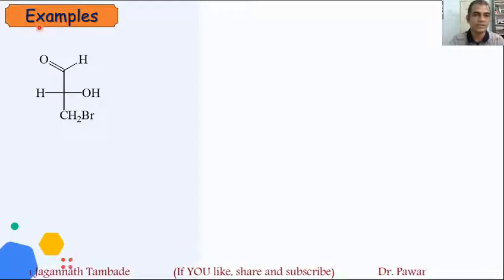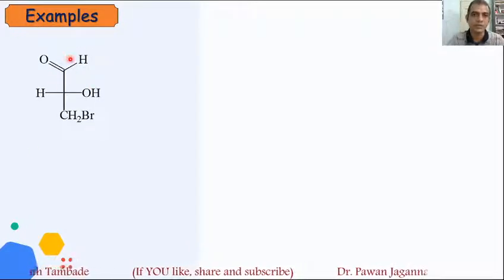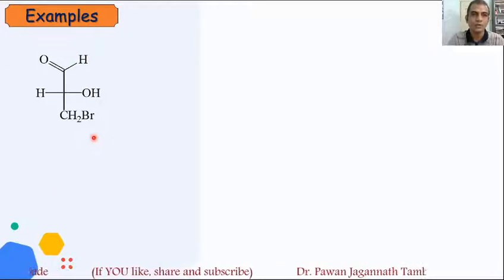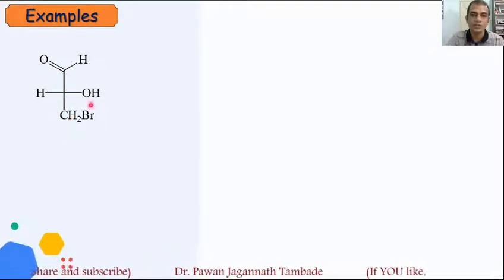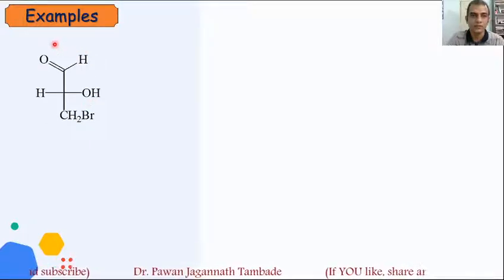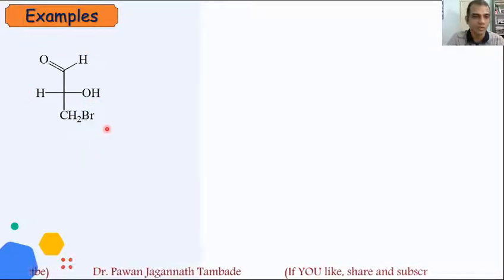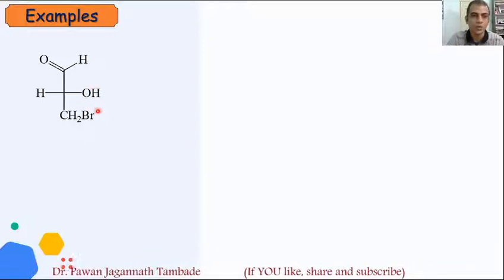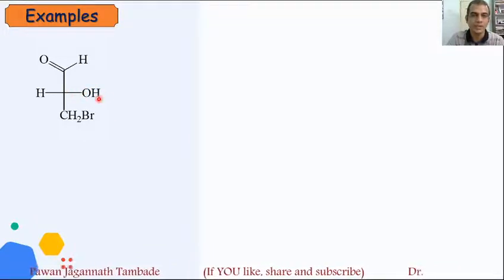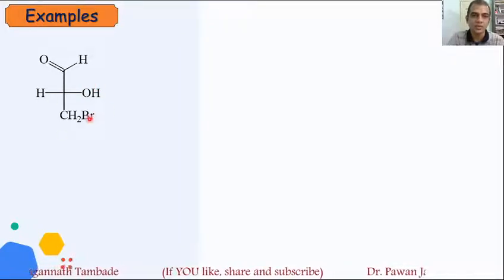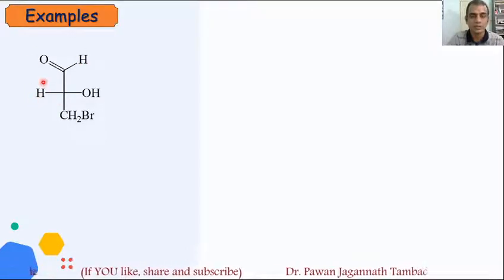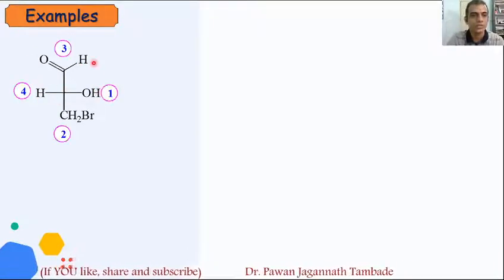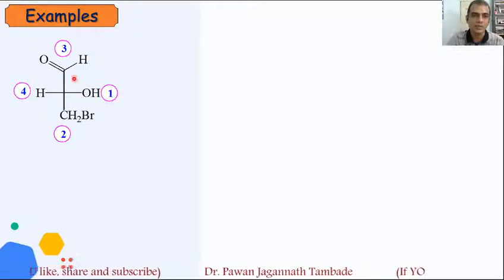Consider we have this structure which is represented in Fischer projection formula. If you look at this molecule, you will come to know that this is nothing but the chiral center, and it has 4 different atoms or groups: CHO, H, CH2Br and OH. And if one wants to assign priority to these atoms or groups, then first priority will go to OH because oxygen is directly bonded to this carbon. Then second priority goes to CH2Br, third priority goes to CHO, and the last priority goes to hydrogen. So this is the priority sequence in this particular case.